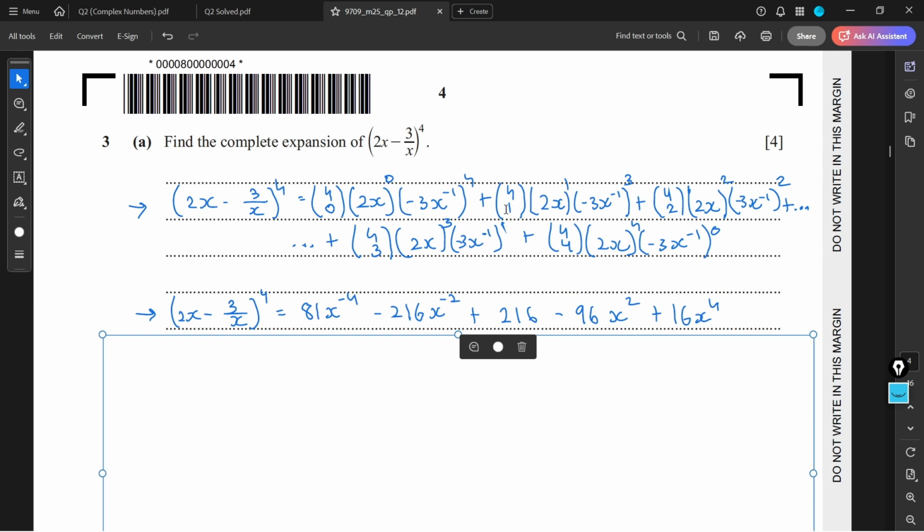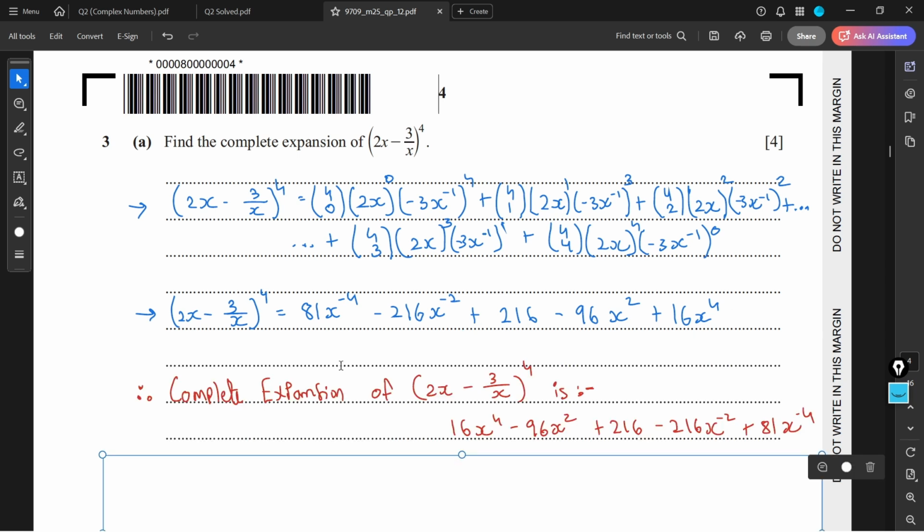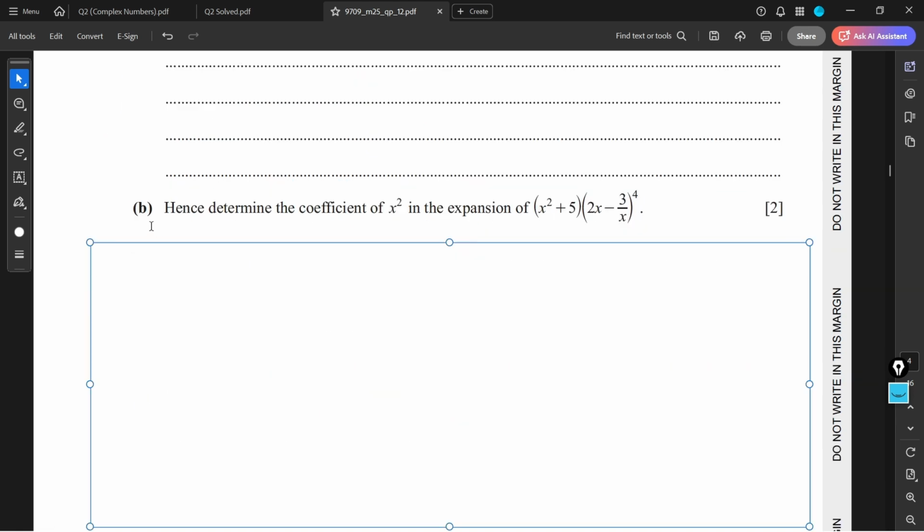You can again repeat the same thing for all the terms and you will end up getting this particular expansion. And then I've just said that here is our complete expansion, starting with the positive powers, and then I'm just decreasing the powers of x. But you can also write your final answer in this format, even that is fine. Now let's move on to the second part.